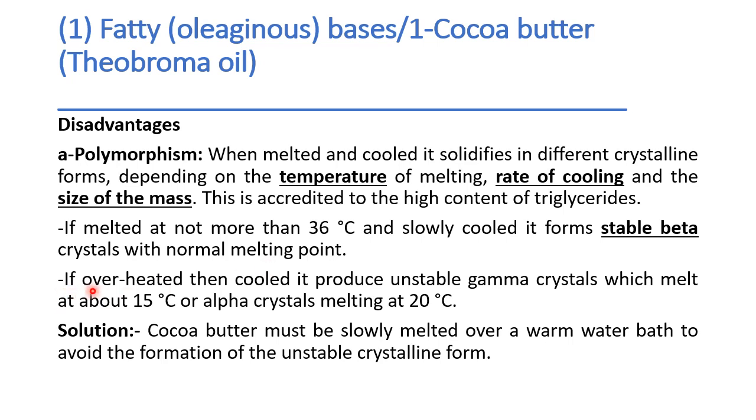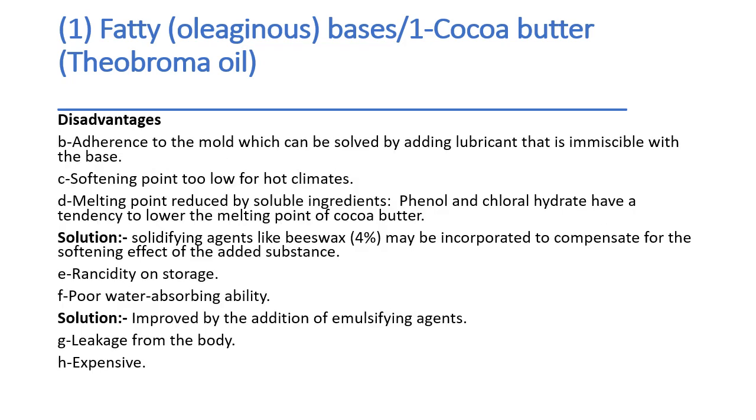However, if overheated then cooled down, it will produce unstable gamma crystals, which melt at about 15 degrees centigrade, or produce alpha crystals, which melt at 20 degrees centigrade. This problem can be overcome by slowly melting the cocoa butter over a warm water bath to avoid the formation of the unstable crystalline form. Theobroma oil also has the problem of adherence to the mold, and this can be solved by adding a lubricant that is immiscible with the base.